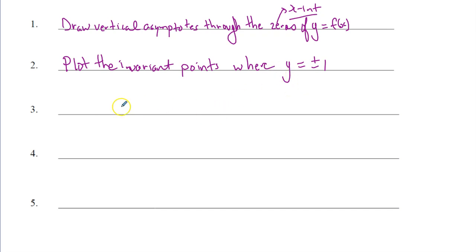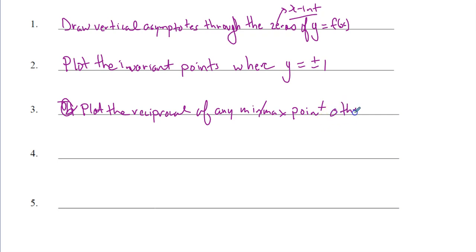Third, plot the reciprocal, so the 1 over values, of any min or max point and any other nice values. Like the 2's, negative 2's, which would become a half or a negative a half. Just ones that you can plot something for.